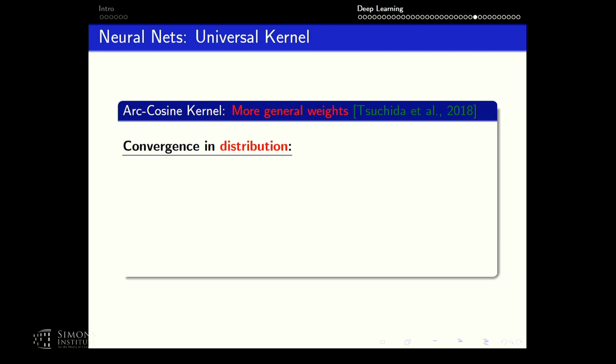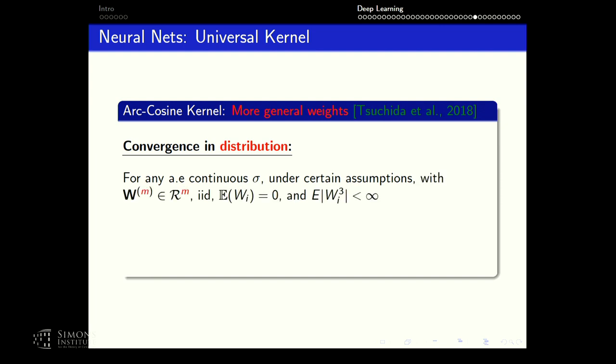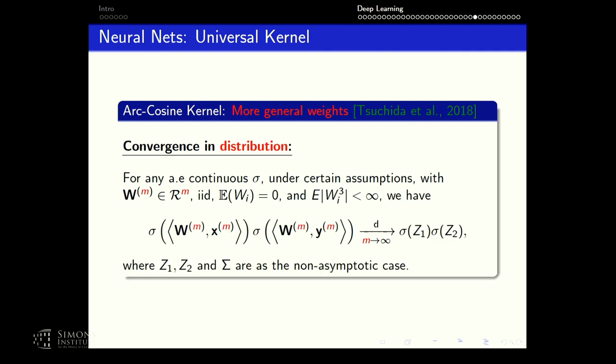But in this case, with more general weights, you get convergence in distribution, where for any activation function, as long as they're well behaved in that sense, and you have a weight distribution that also has some finite moments and mean zero, as the number of inputs goes to infinity, you actually end up approaching the universal kernel.